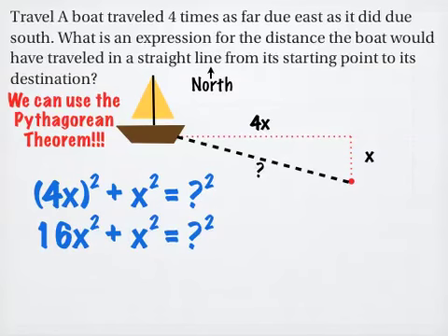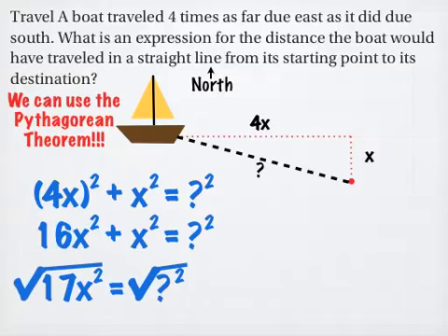Well, 16x squared plus x squared, I can combine those or add those because they are like terms. They have the same variable x to the same degree, squared. So 16x squared plus 1x squared will give me 17x squared. If you remember from the last lesson, the inverse of squaring something is to take the square root. So I need to take the square root of both sides.